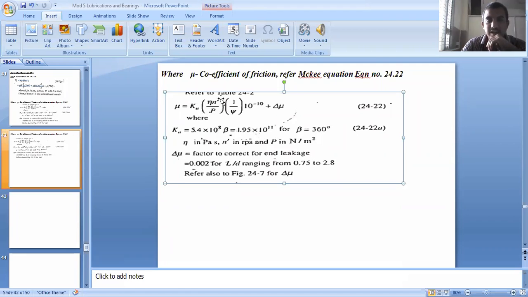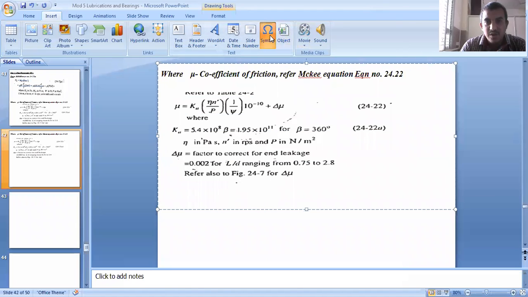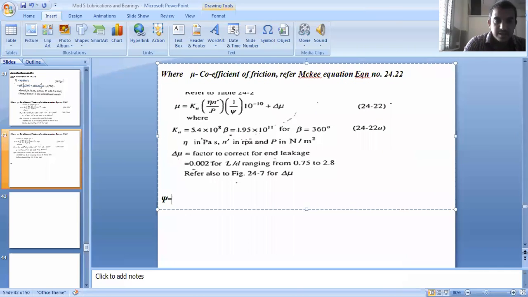Eta is going to be eta actual. N prime is also known, T is also known, xi, and delta m also is given. The L by D ratio we got is 1, ranging from 0.75 to 2.8, so we get delta m directly. But only one unknown is xi, right? How to take the xi value?